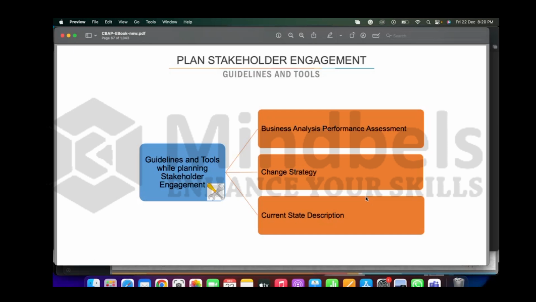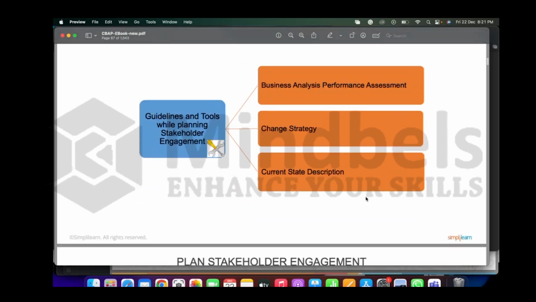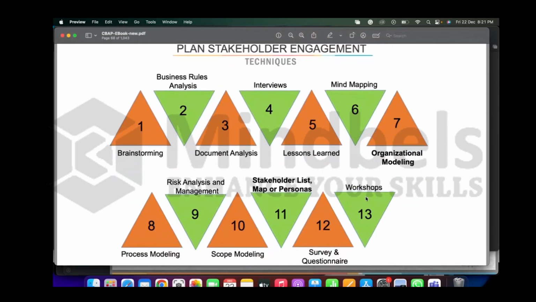Change strategy is again something very important. If you don't feel that this method is going in a better way, talk to your stakeholder. Tell them you have a better approach which can be done in a better way and help reduce the timeline. Keep them informed. And current state description. Current state is nothing but the current situation, how it is: recent updates, present updates, what has happened, what has not happened.